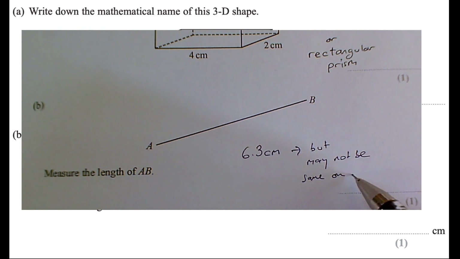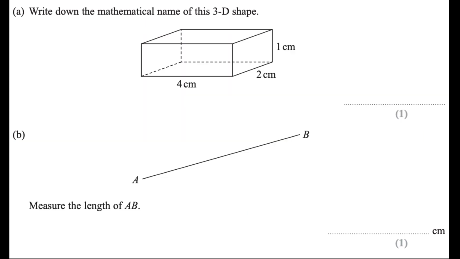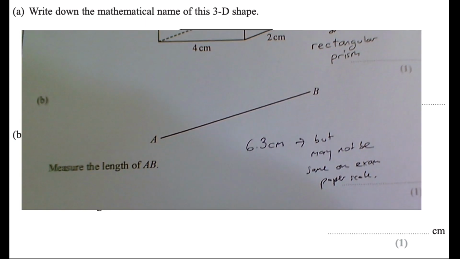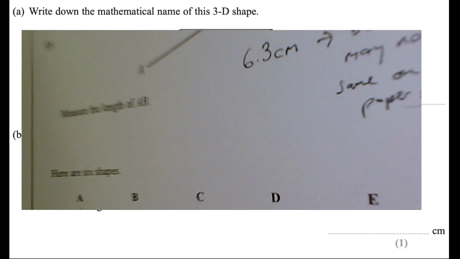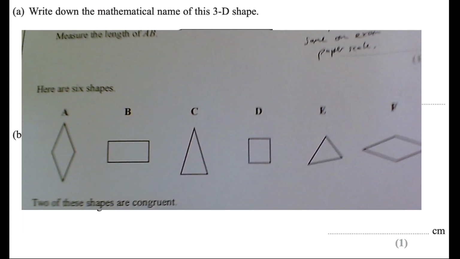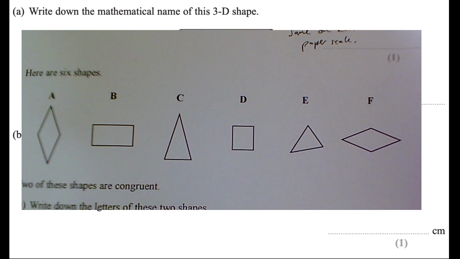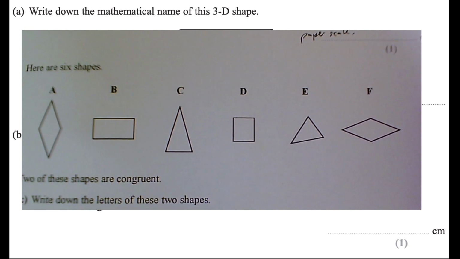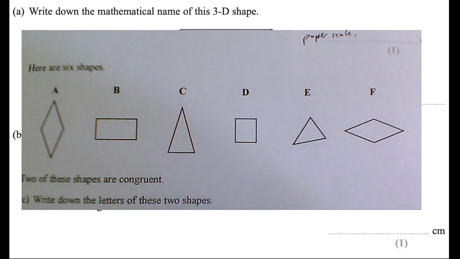Right, now let's look at part 3, and we've been presented with lots of different shapes. Let's name the shapes that we've been given. We've got a sort of diamond shape, haven't we? Rectangle, a triangle, looks like an isosceles triangle, square, scalene triangle, and another diamond.